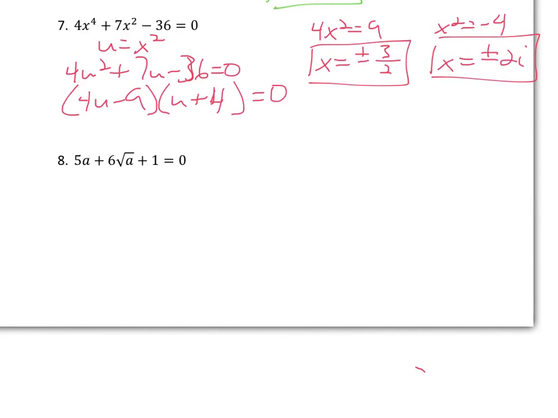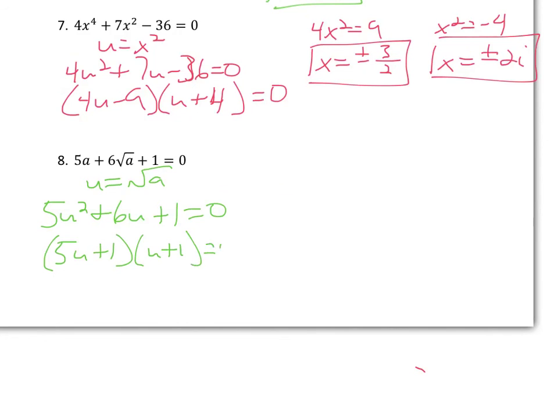And the very last problem here. We've got one just like the ones at the beginning. I'm going to do u equals root a. Since we have the square root of our variable, we need to check for extraneous roots at the end. So we have 5u squared plus 6u plus 1 equals 0. Do some factoring: 5u plus 1, u plus 1.